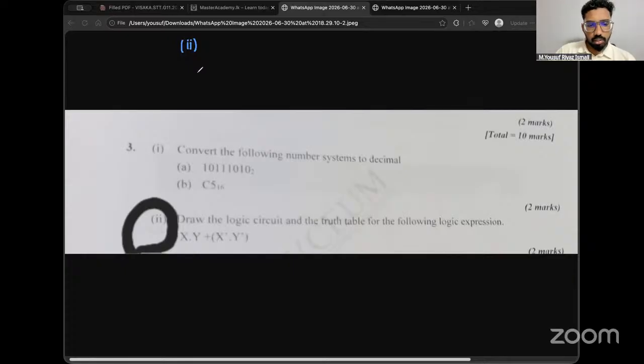Okay. So draw the logical circuit and the truth table for the following logical expression. That's x dot y plus x dash dot y dash. Okay, so the question is asking you to draw the logical circuit and the truth table for the logical expression given here. Or we can also call this a Boolean expression. So first of all, go through this expression and tell me what are the unique letters you can notice here.